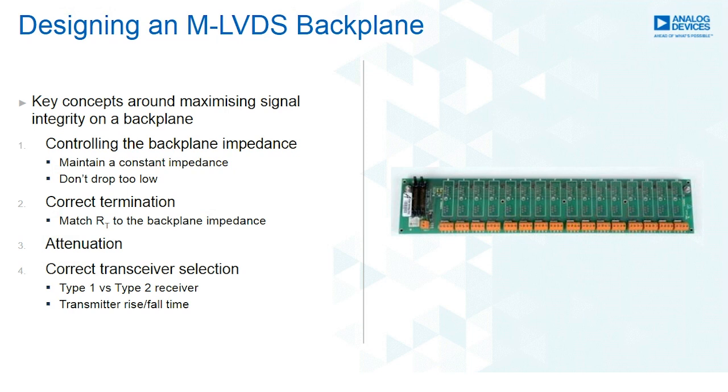The second thing is that it's very important that the backplane is correctly terminated. There's a common pitfall or mistake made here, which we'll also discuss, but the termination resistors need to be matched to the backplane impedance, which may not be what you think it is. The third thing to consider is the general attenuation on the backplane itself. This only really comes into play for larger backplanes or data rates on the high end of the M-LVDS spectrum. And the last thing is to be particularly careful about the transceiver selection. We'll discuss type 1 versus type 2 receivers and where each of them should be used, and also how the transmitter rise and fall time comes into play when designing a backplane.